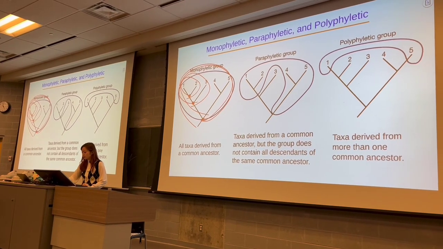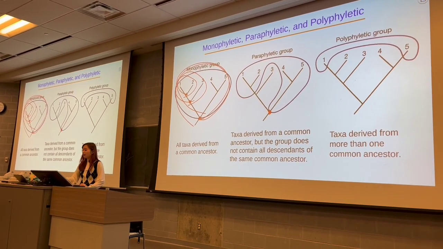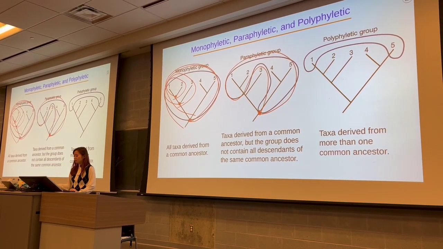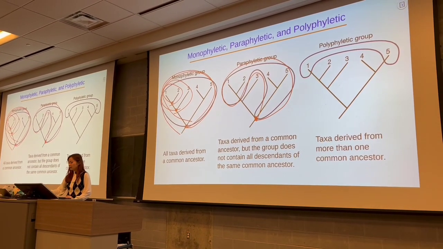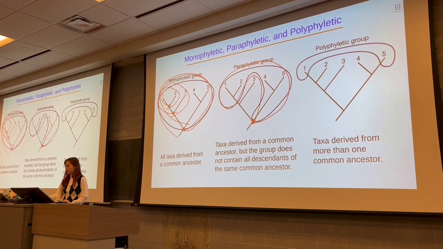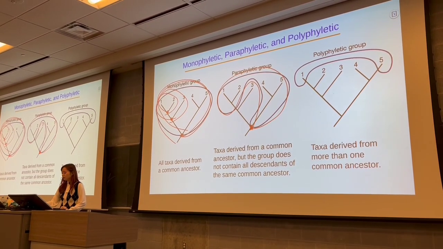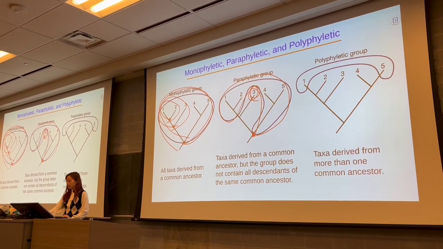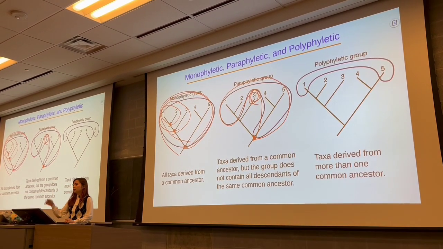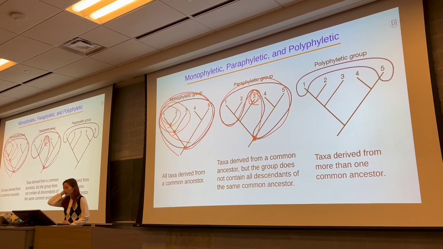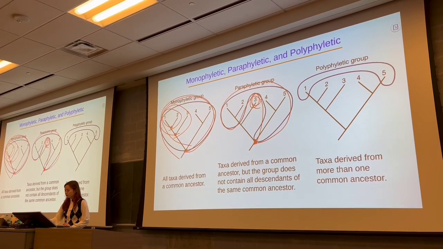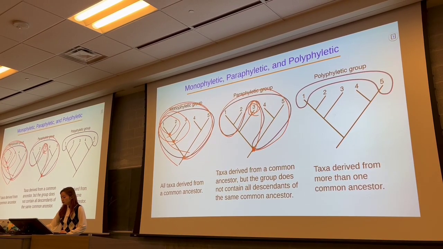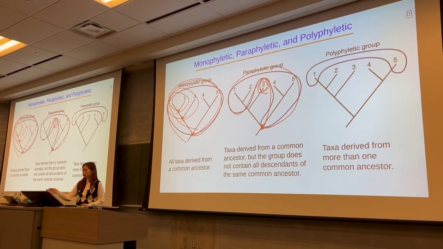Paraphyletic is if you take a common ancestor, and then you group some of the taxa that descend from it, but not everything. So in this case, same common ancestor, 1, 2, 4, 5, we're grouping together, but we're leaving out 3, and 3 does descend from the same common ancestor. So in this case, it's paraphyletic. We could also leave out 1, and then have 2, 3, 4, 5, and that's also paraphyletic. You could do 1, 2, 3, 4, and leave out 5, and that's also paraphyletic.